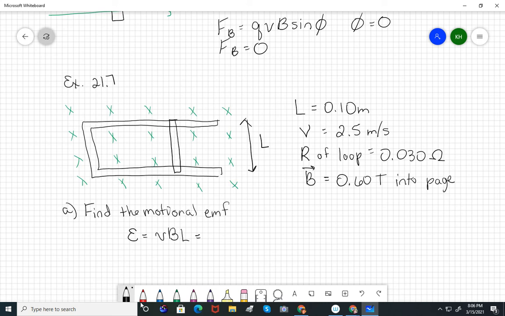So 2.5 meters per second times B is 0.60 Tesla and L is 0.10 meters. We put that in a calculator, comes out to be 0.15 volts.